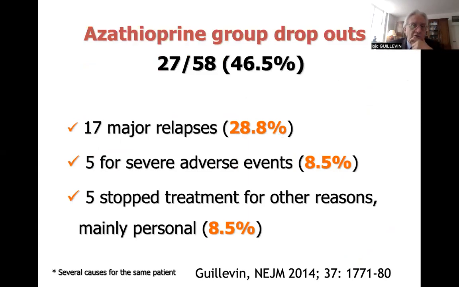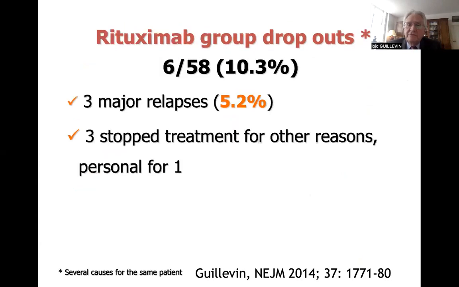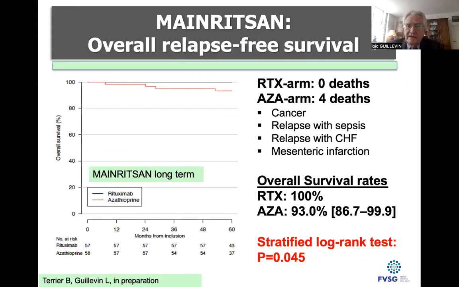Look at the results. In the azathioprine group, 17 major relapses, 28%. In the rituximab group, 5% relapses. And the survival is excellent. It's comparable in both groups. There are some deaths in the azathioprine arm, but except one, they are not related to the vasculitis.